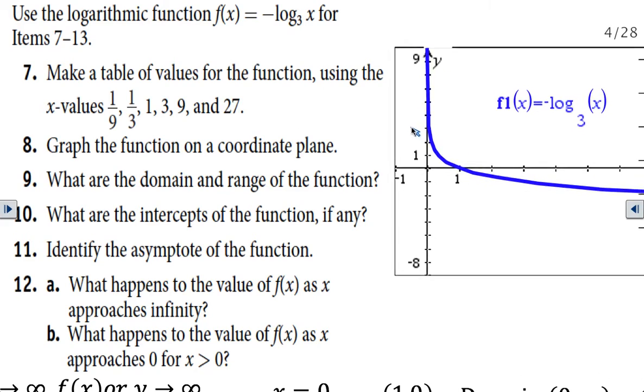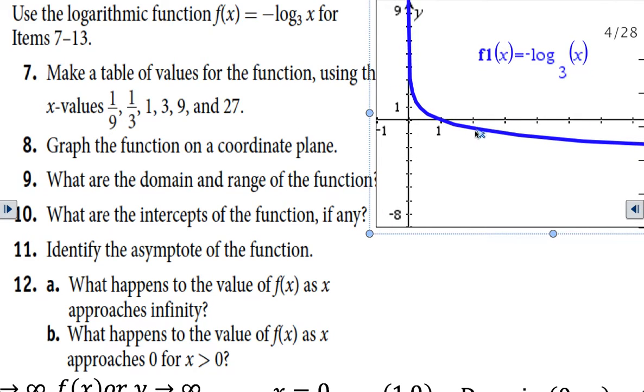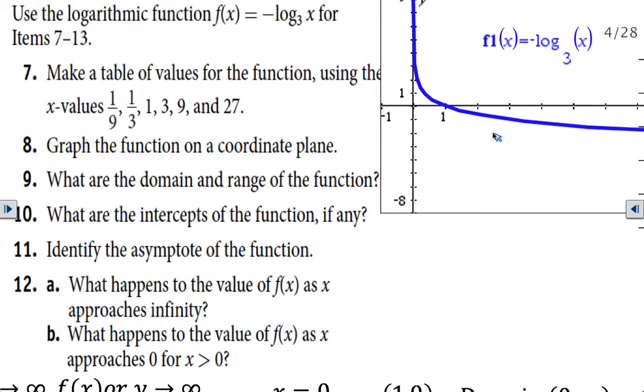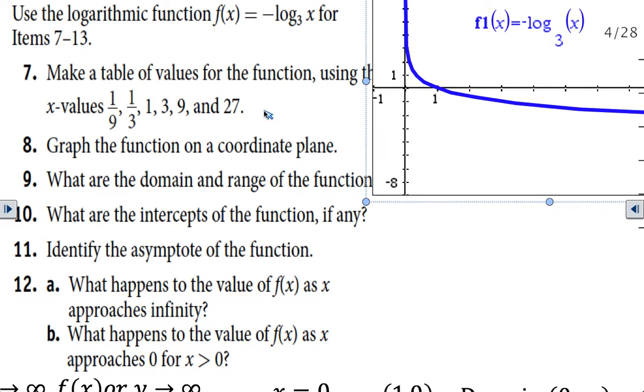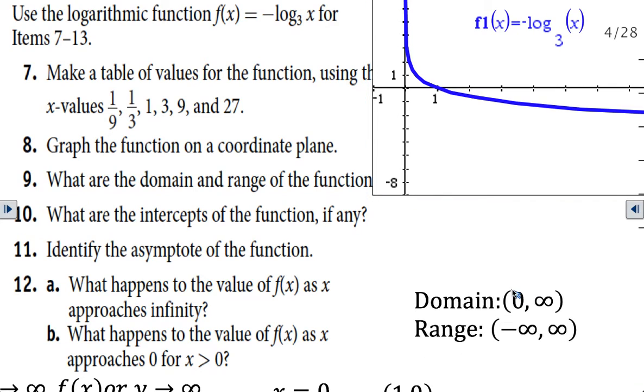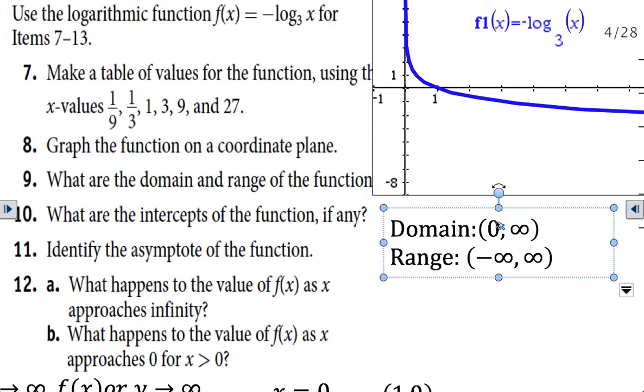Now, then it says graph the function on a coordinate plane. It'll look like this, okay? Now, based on this graph, you want to know what are the domain and range of the function. Domain, don't forget, is all possible x values. And remember, because this does not land on the y-axis, then our domain is going to start at 0, but we would use a parenthesis here, and then it will keep on going this way forever.